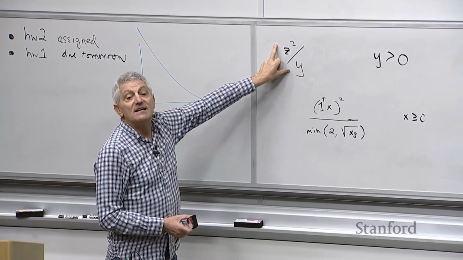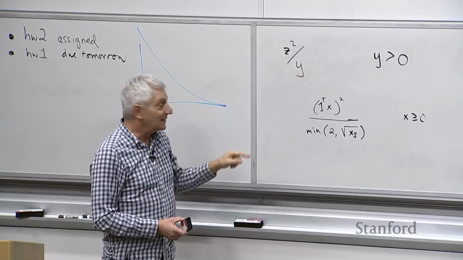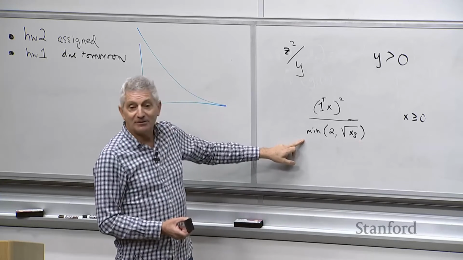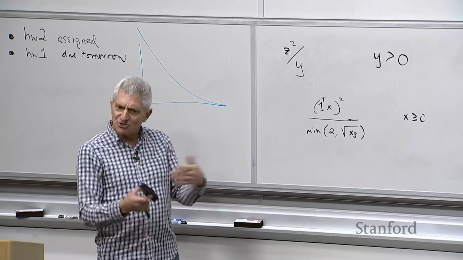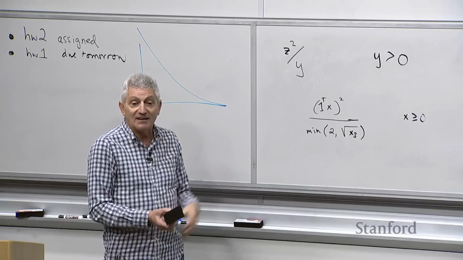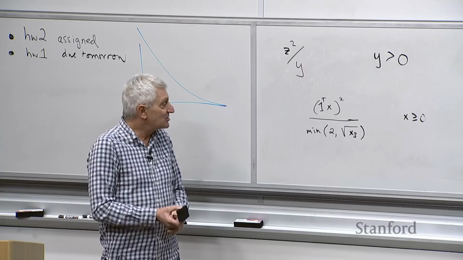This function is decreasing in Y. So I can substitute for Y a concave function. Now, is this concave? Let's again use the composition. Let's just go slow with composition rules. Is the constant 2 concave? Yeah, it is. Okay. How about square root of x3?